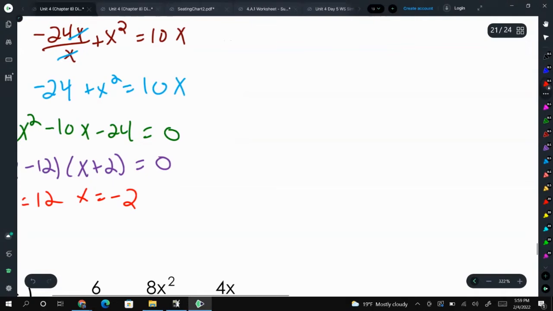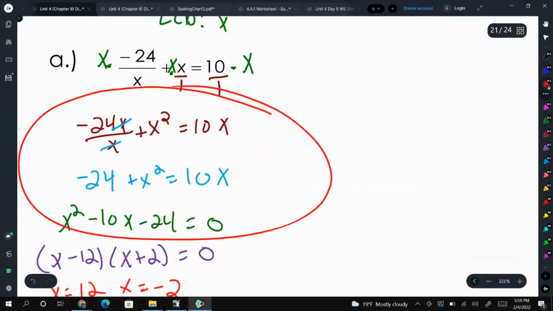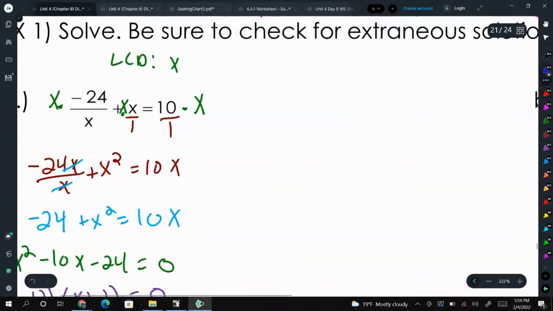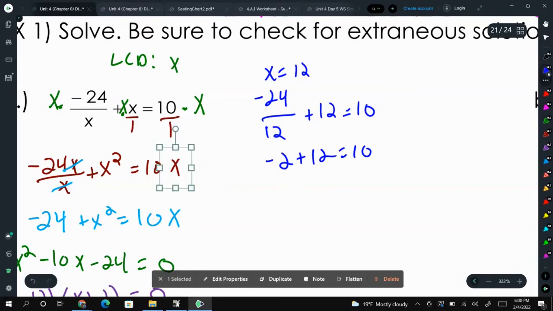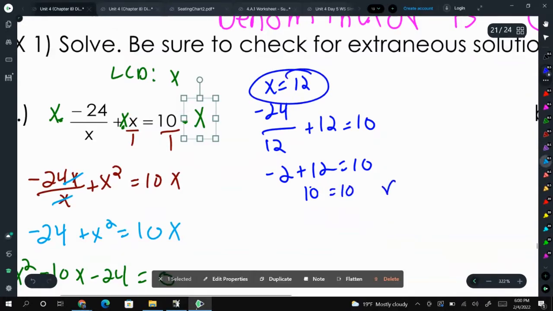So we have to plug those in now to the original, not one of our steps down here. We got to go back up to the original equation given. So negative 24 over 12 plus x, which is 12, equals 10. So right here I'm plugging in x equals 12. So we get negative 2 plus 12 equals 10. And this is true, because 10 does equal 10. So x equals 12 works.